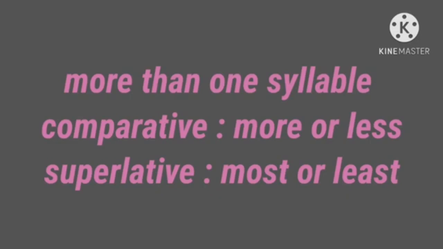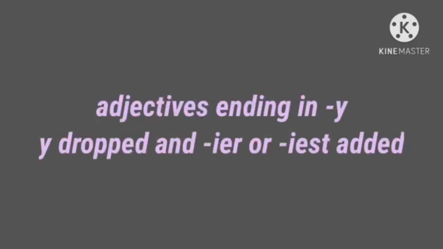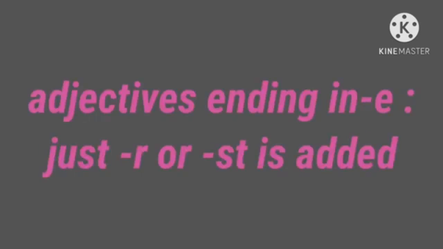For adjectives ending in y, the y is dropped and ier or iest is added. So for adjectives ending in y, drop the y and add ier for comparative and iest for superlative. For adjectives ending in e, just r or st is added. Add r for comparative and st for superlative.